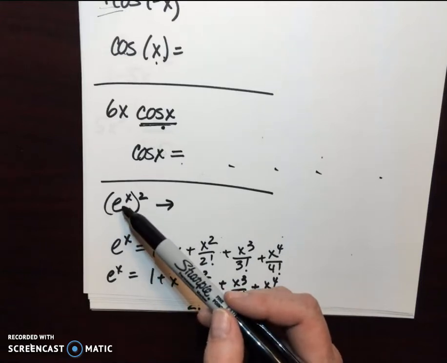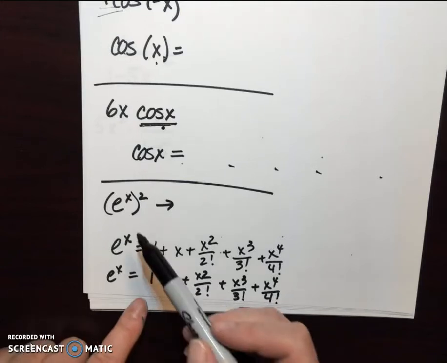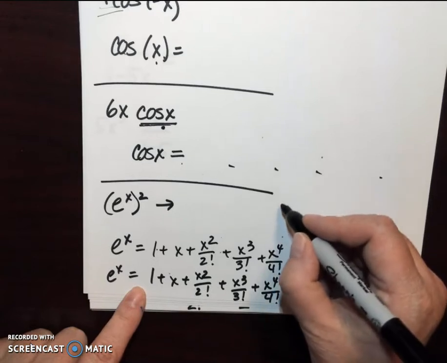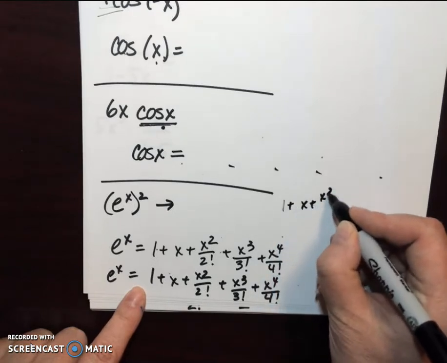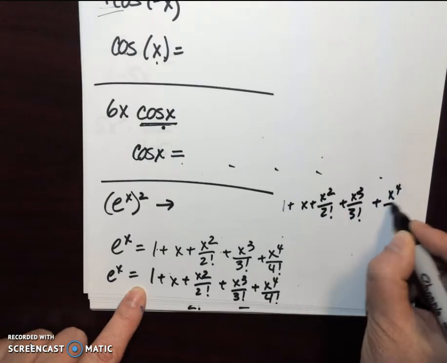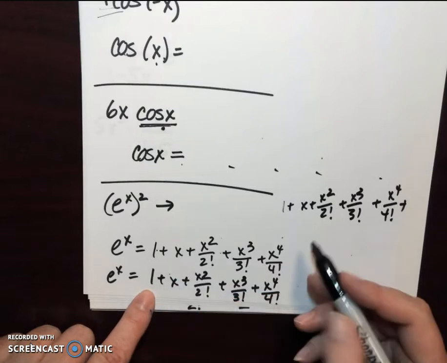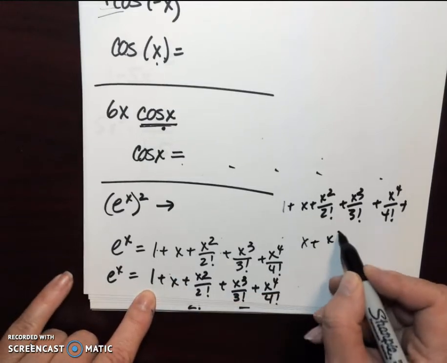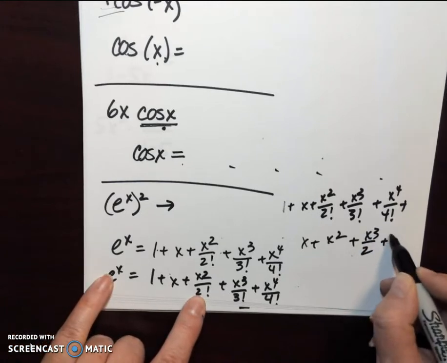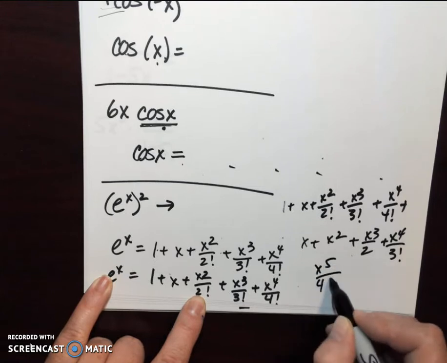You have to write out the series for e to the x, and I even wrote it out twice so you can see what we're going to do. Since I'm squaring it, I'm going to have to multiply 1 by each one of these terms. So I'm going to have 1 plus x squared over 2 factorial plus x cubed over 3 factorial plus x to the 4th over 4 factorial plus, now I have to multiply x by each of these terms. X plus x squared plus x cubed over 2 factorial plus x to the 4th over 3 factorial plus x to the 5th over 4 factorial.